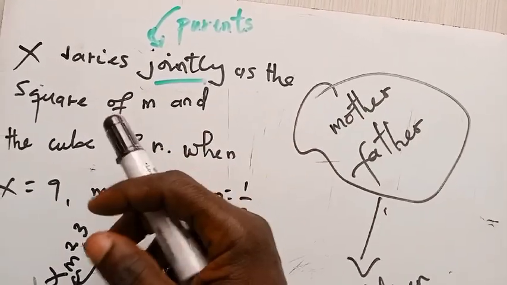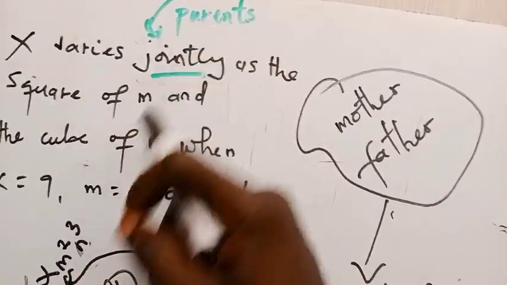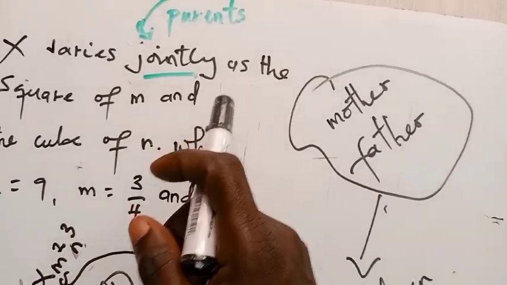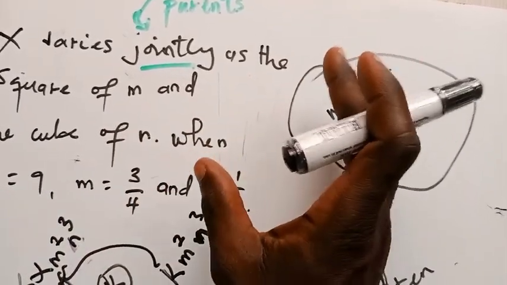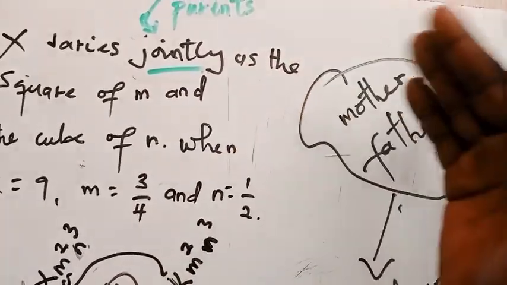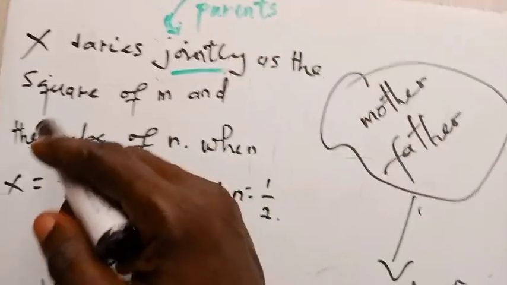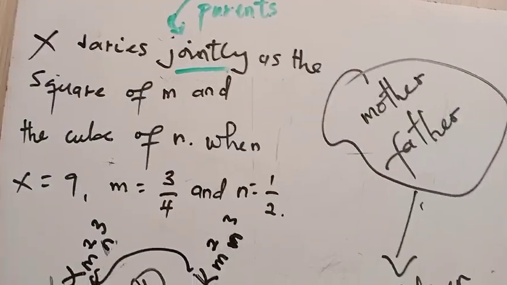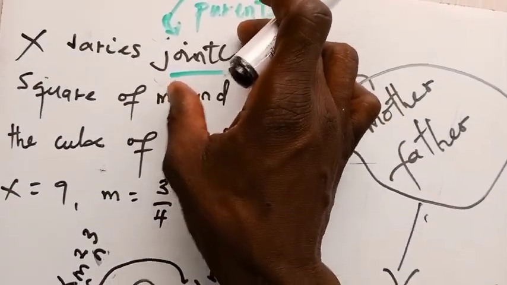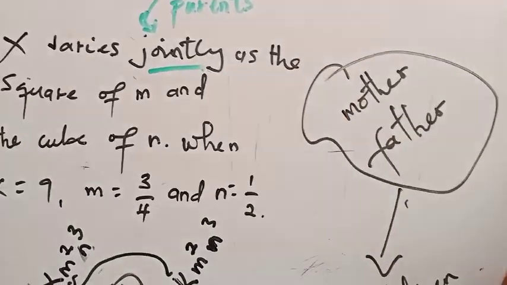So now here is the simple explanation. Jointly means that, assuming that this m and n here are your parents, they are together. That's the simple meaning of jointly. The English definition of jointly is something being combined. So if your parents are combined and I assume that this X is the child, then the behavior of the child will change if the behavior of the parents also changes, and vice versa. Are you getting the point?